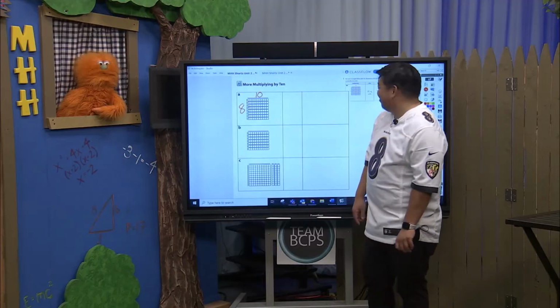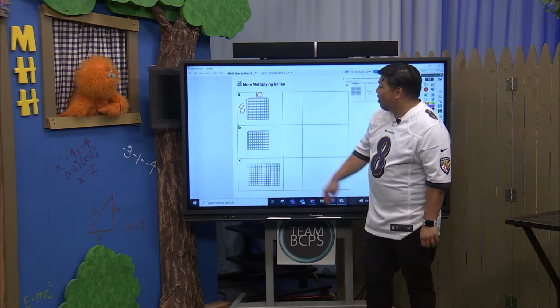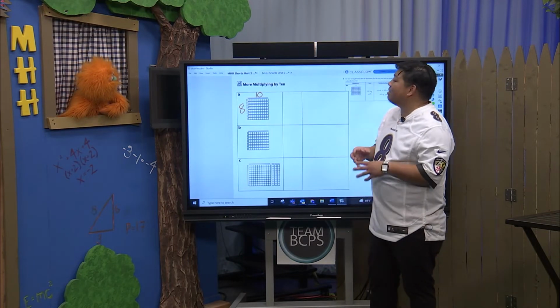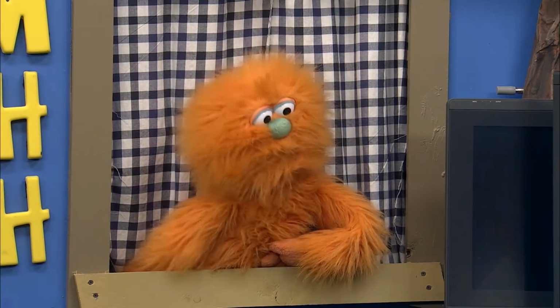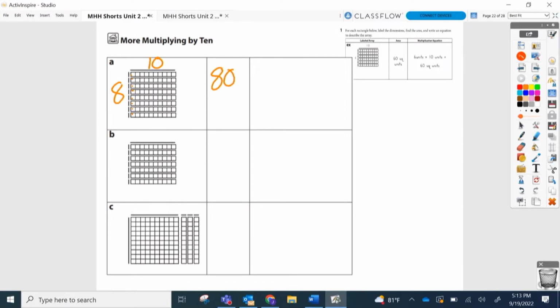Take my time. Focus. All right, so we have 8 times 10. We've been practicing multiplying by 10. So if you have 8 groups of 10, how many do you have altogether? 80. So we have 80, and we have to remember when we're doing area like this, it's going to be square units. SQ for square, and units for units.